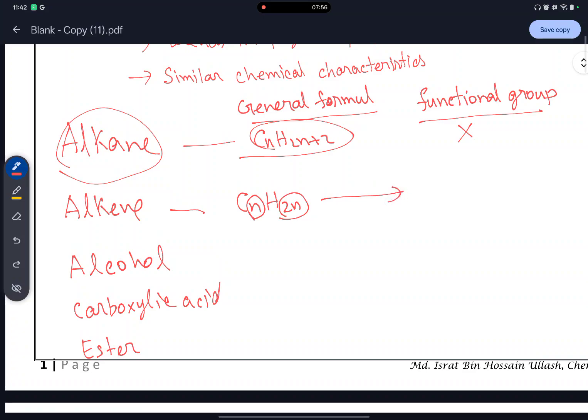Alkene does have a functional group, that is C double bond C. That means a double bond between two carbon atoms. It could be any two, not all the carbon atoms.